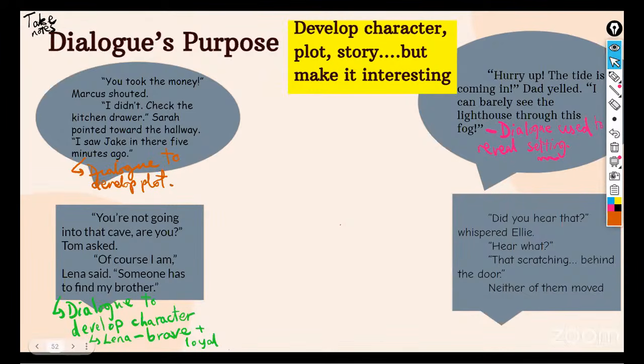So dialogue used to create mood, a feeling. Mood is a feeling, right? So this dialogue is used to create mood. The feeling you want your reader to have as they read the story. You want them to feel anxious, you want them to feel tense, you want them to feel relaxed, you want them to feel scared, you want them to feel happy, right? Your dialogue can help you do that.